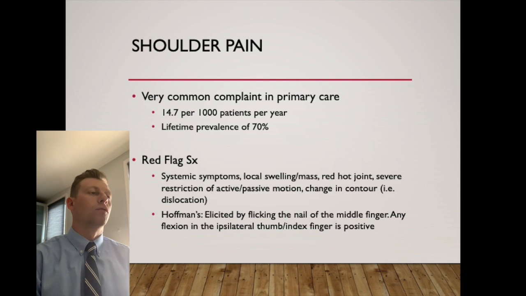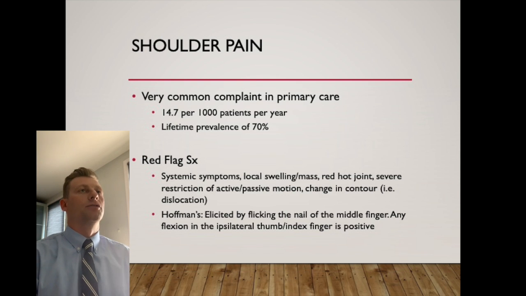obviously looking for localized swelling or a mass when we examine the patient, if they have a red or hot joint, severe restricted range of motion, which could mean a fracture, or a change in contour, like if the patient has a dislocation, all of these things would be a contraindication that OMT may not be the best thing for them.